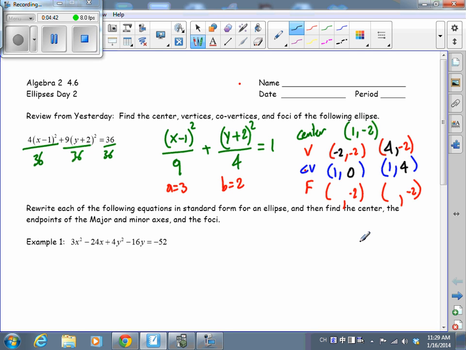For the foci, you have to find c first. You cannot add or subtract without having c. So how do you find c? You know that c is equal to the square root of a squared minus b squared.